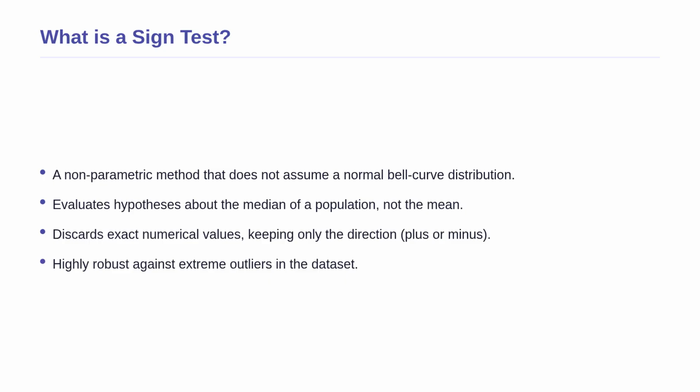To begin, let us understand what a sign test actually is. Imagine tracking weight loss. Instead of exact pounds, you just ask, did you lose weight? Yes or no. This is a non-parametric method, meaning it does not assume our data follows a strict mathematical shape like a normal distribution. Instead of the mean, it evaluates the median. By throwing away exact numerical values and keeping only the direction of change, the math becomes incredibly robust against extreme outliers. One person gaining 50 pounds will not skew our results if everyone else lost too.